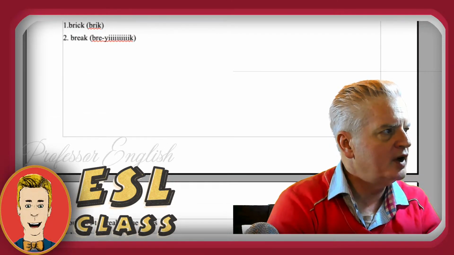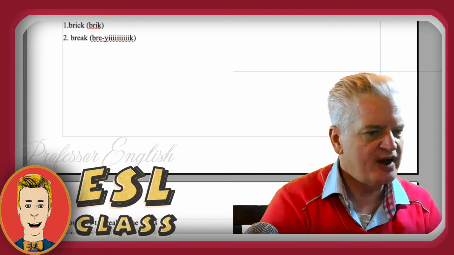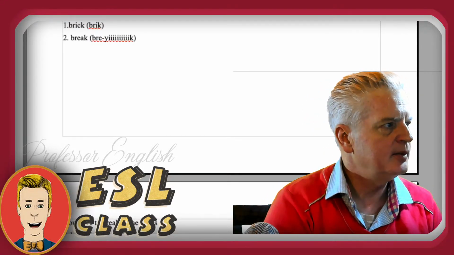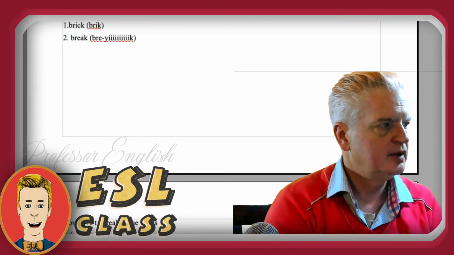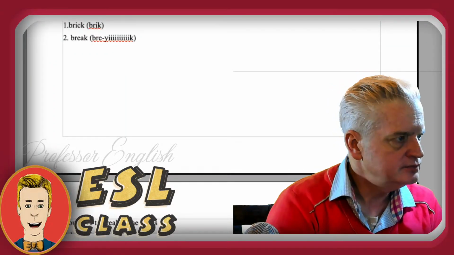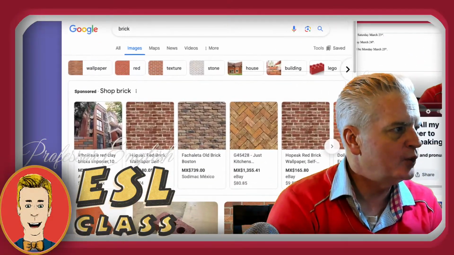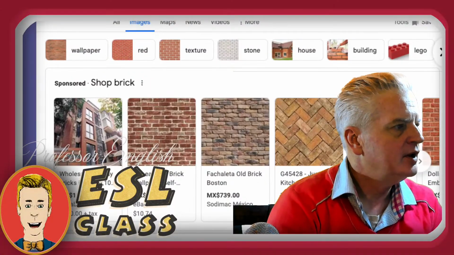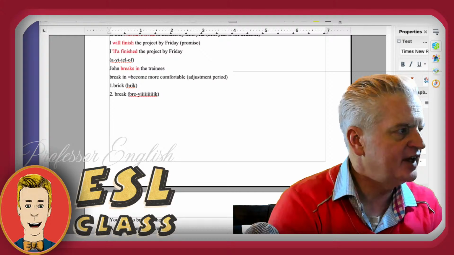We've got number one and number two. Do you know that word number one? It's a pretty common thing, but it's not surprising if you don't know what it is. Let me just show you a picture of what number one is. These are bricks. This is word number one, a brick. Now let's take a look at the difference in pronunciation.